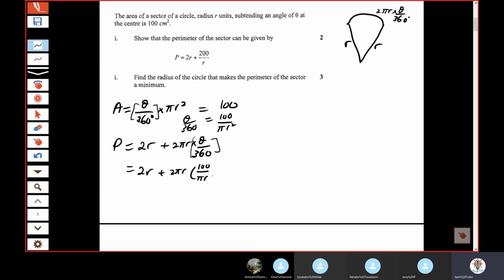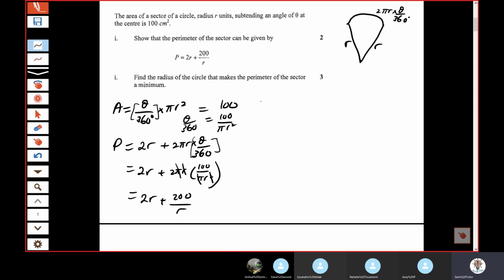100 on pi r squared. 2 times 100 is 200. Pi and pi should cancel out. R and squared should cancel out. I think we're done. That was pretty clever, wasn't it? Instead of doing theta, you could have done theta, because then the 360s would have cancelled out. But just a bit smarter to do it as theta on 360. That wasn't hard. It's not hard. You just haven't done enough of it. It's coming soon.